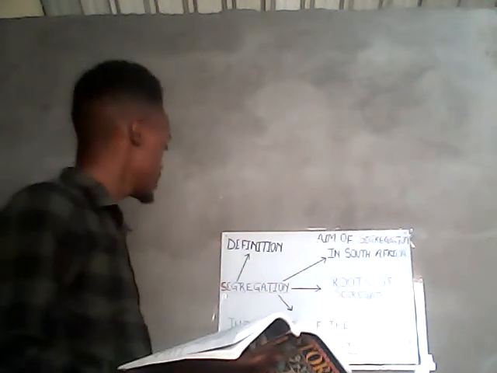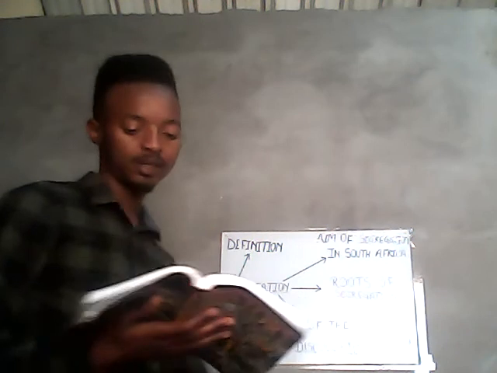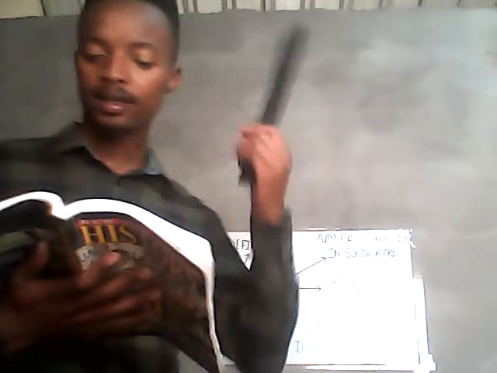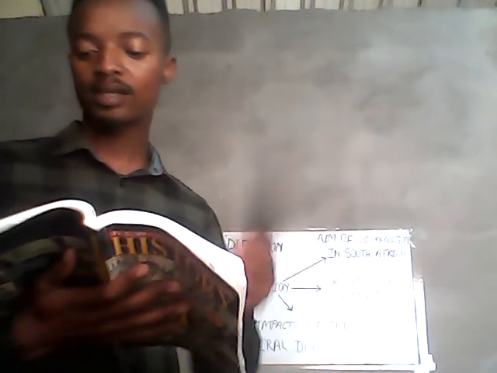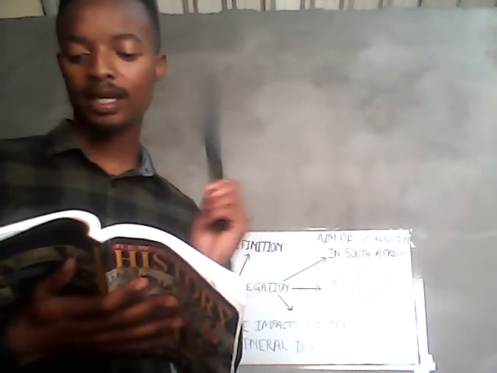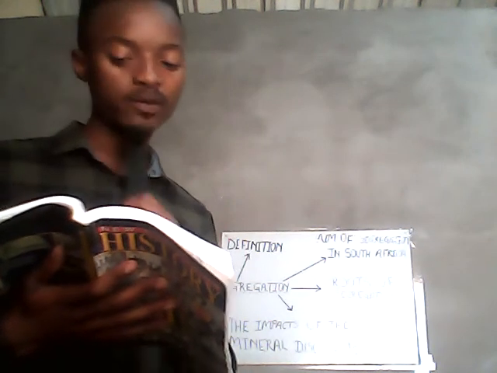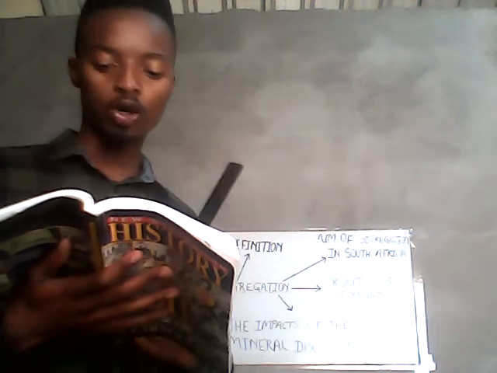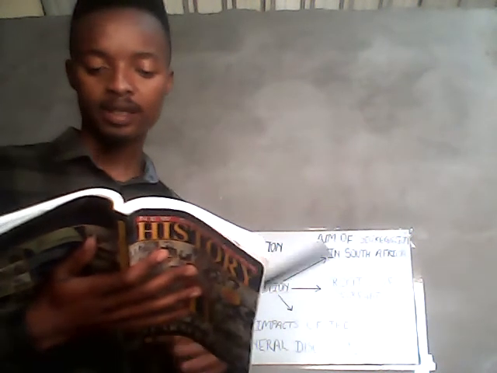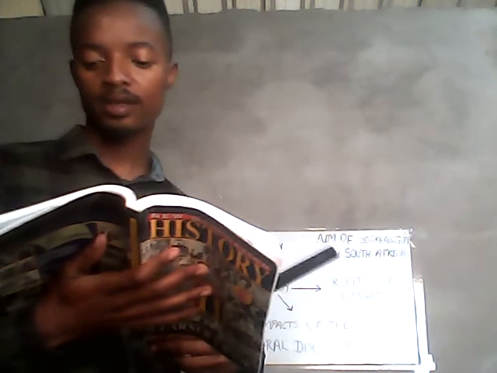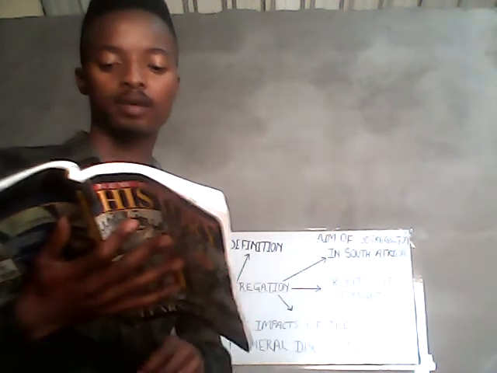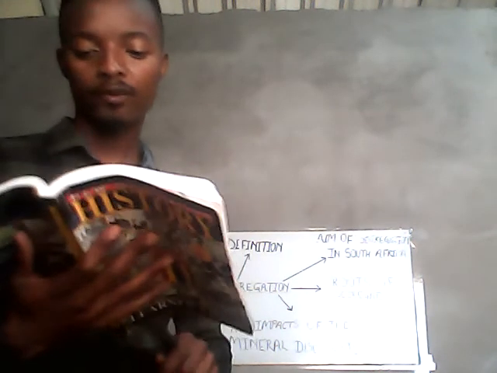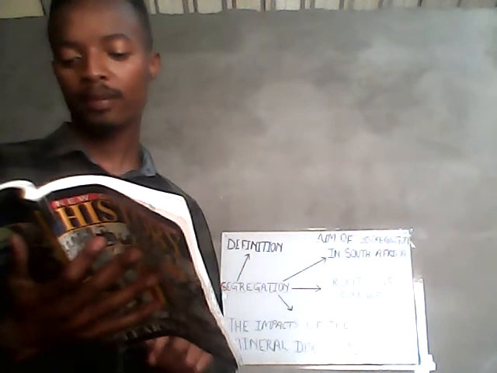The impact of mineral discoveries, right? Diamonds and gold were discovered in South Africa in 1870 and 1886, respectively, and 10 years later there were about 100,000 mine workers on the Witwatersrand. This led to a rapid industrialization of the South African economy. The migrant labor system was enforced in South Africa. This system proved to be the cheapest form of labor supply.